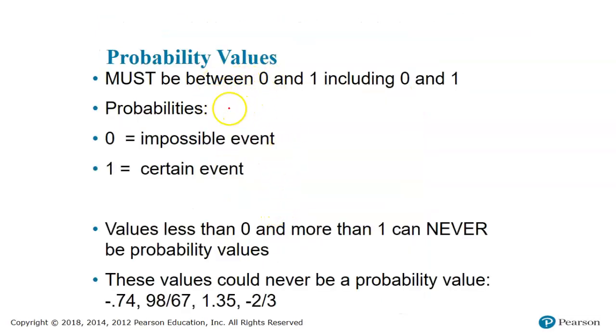Okay, so just highlighting some of this, they have to be between 0 and 1. 0 is an impossible event, 1 is a certain event. So here are some examples that can never be probability values. This one is negative. This is an improper fraction. Anytime I have an improper fraction, where the top, the numerator, is larger than the denominator, then that's not going to be a probability. This one is greater than 1, so it can't be a probability, and this one is negative. Talking about the fractions, if I had 67 over 98, that would be fine, but 98 over 67 would not be, because this one is more than 1.